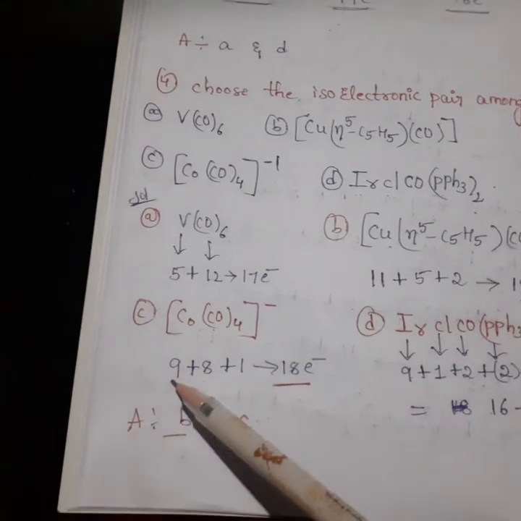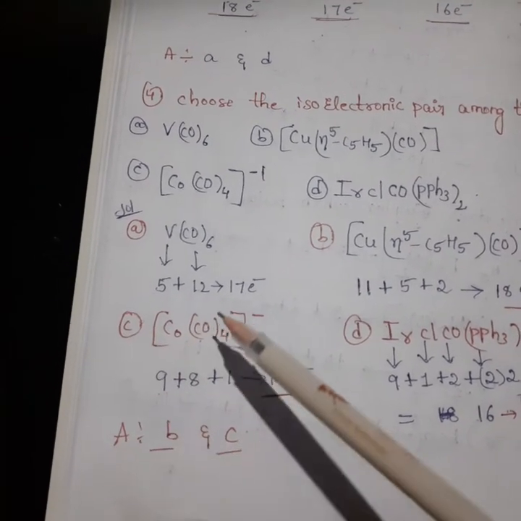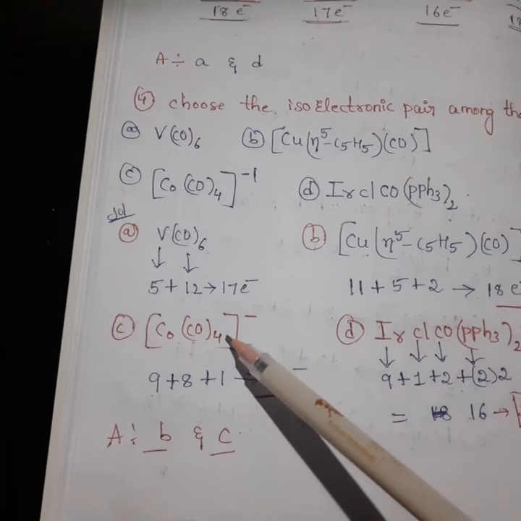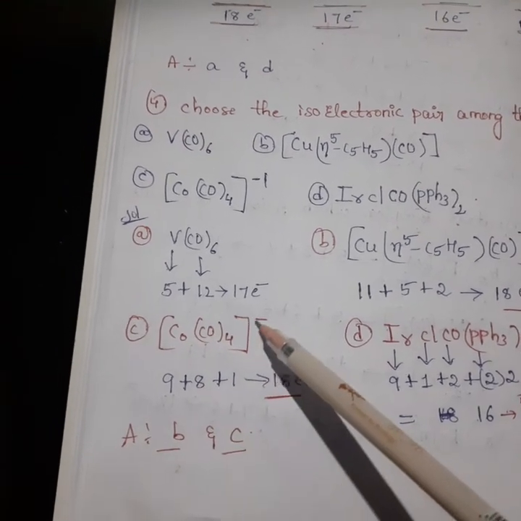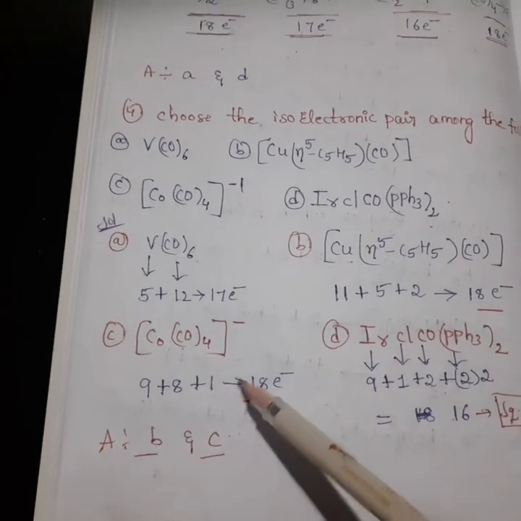Next. Cobalt. The valency electrons present in the cobalt are 9. 1 carbonyl means 2 electrons. Here they have given 4, so 4 into 2, 8. And here they have given minus charge, so here we have to add 1. So plus 1. So 18 electrons.